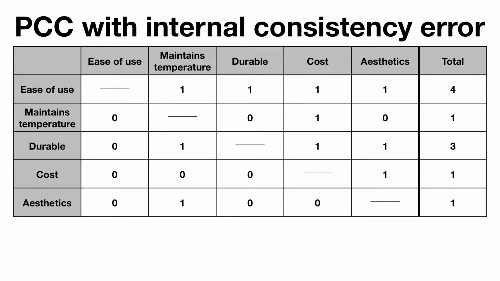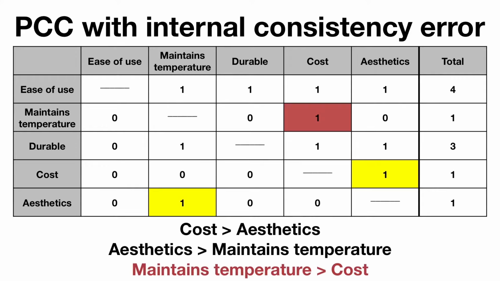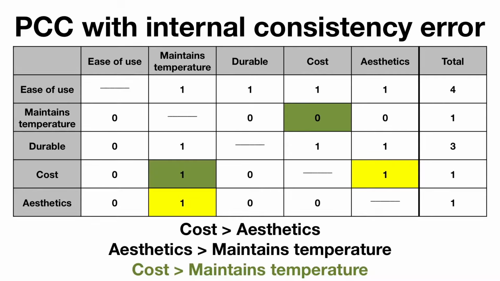Hopefully you found the error. Cost is greater than aesthetics. Aesthetics is greater than temperature. And the error is that temperature is greater than cost. Based on the transitive property, cost should be greater than temperature. When this error is fixed and temperature is greater than cost, the totals column reflects the correct results.